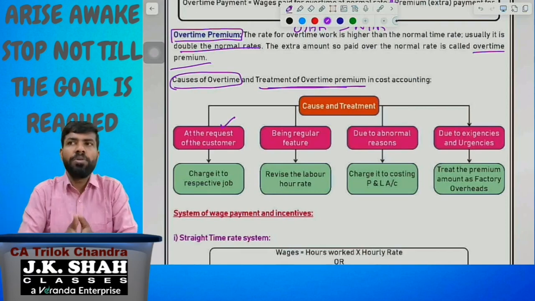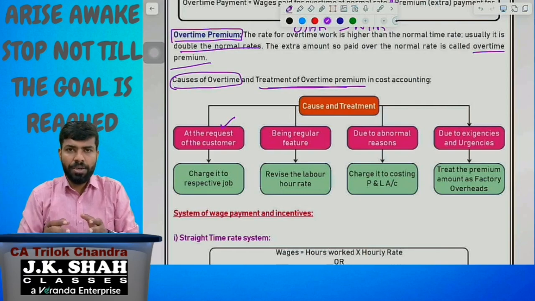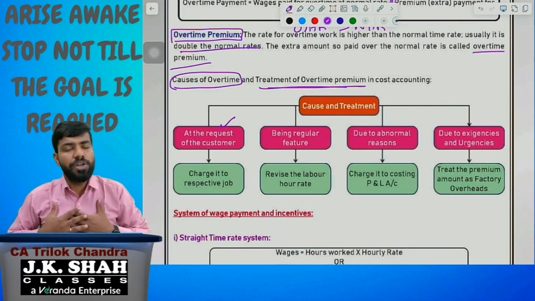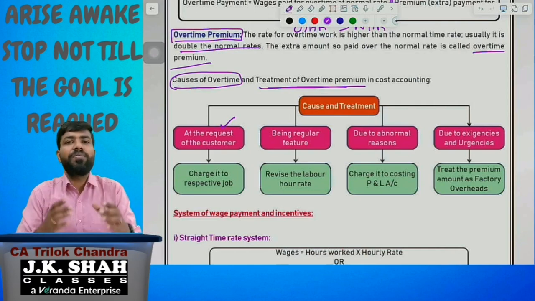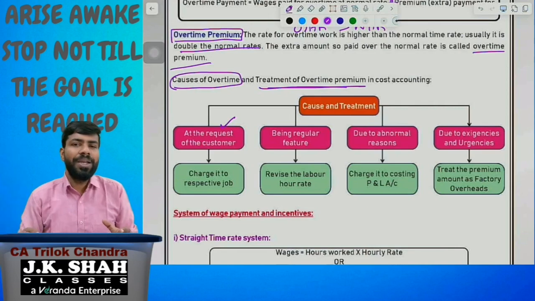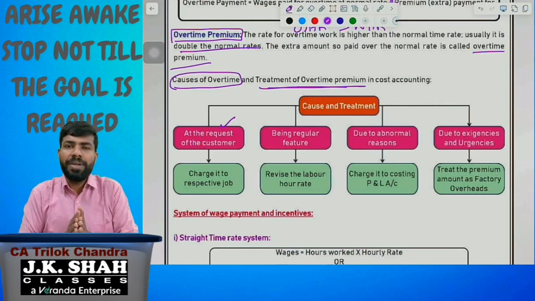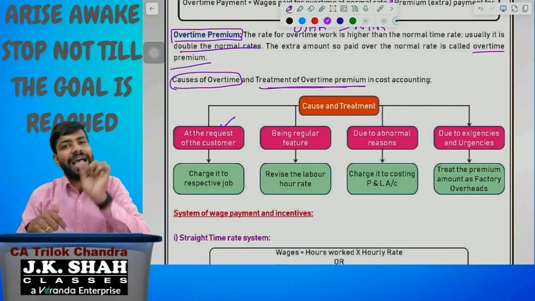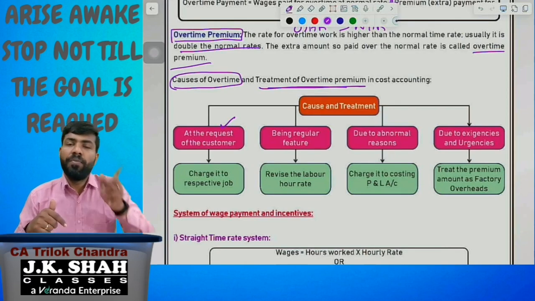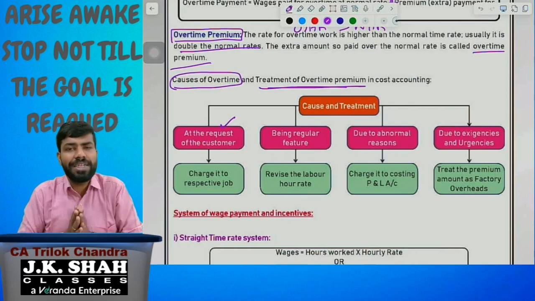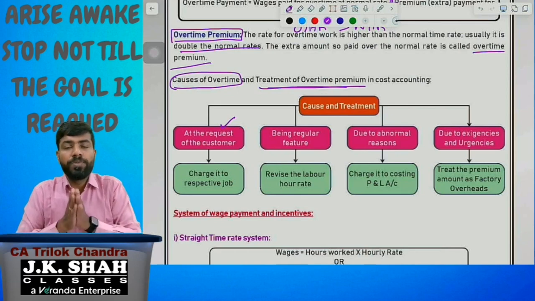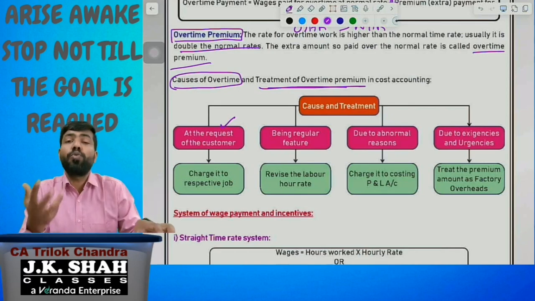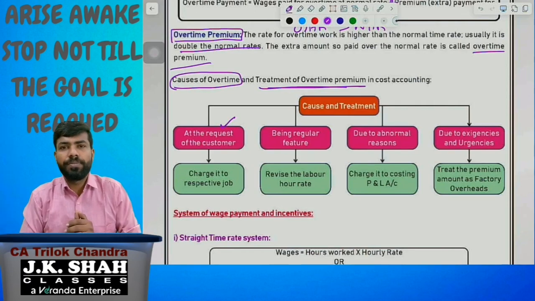Please understand the scenario. One customer is approaching me for the delivery of the job. The total time required, if the workers work for normal time, is 10 days. But he is forcing me to deliver within 6 days. That means if I want to do the job of 10 days in 6 days, the workers have to work overtime. Without working overtime, how can I deliver within 6 days? Now, the workers are working overtime due to what reason? At the request of the customer.